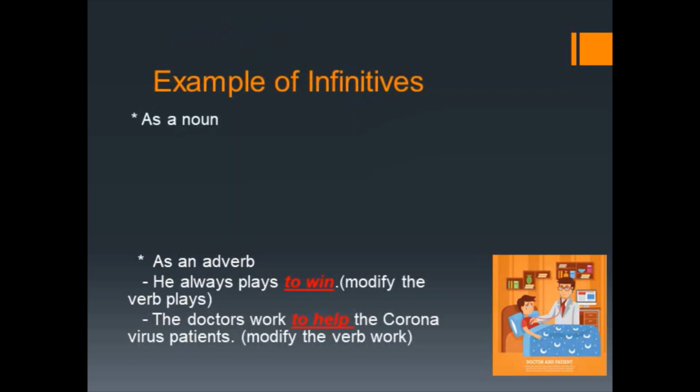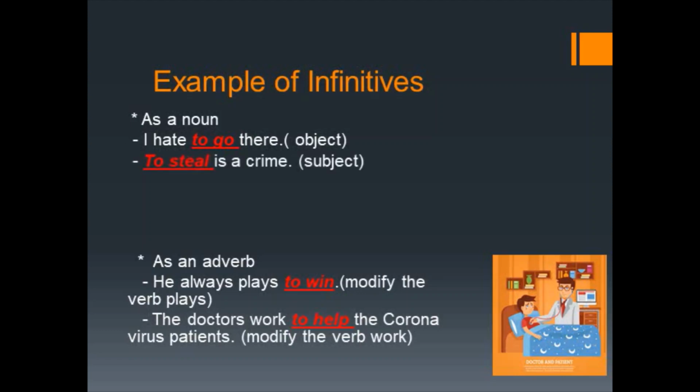So here I have given some examples of infinitive. As a noun: I hate to go there. I hate what? I hate to go there. Here, to plus go is an infinitive and it works as a noun. Okay, it is a noun and it works as an object.